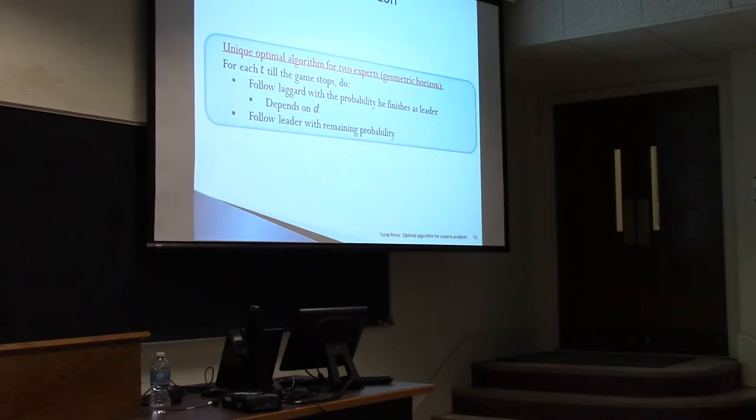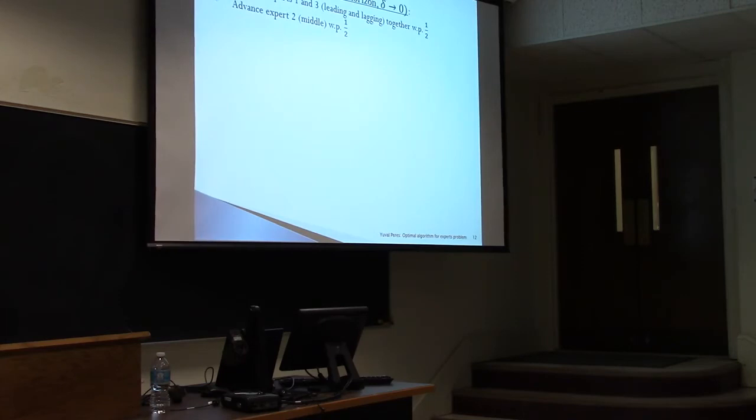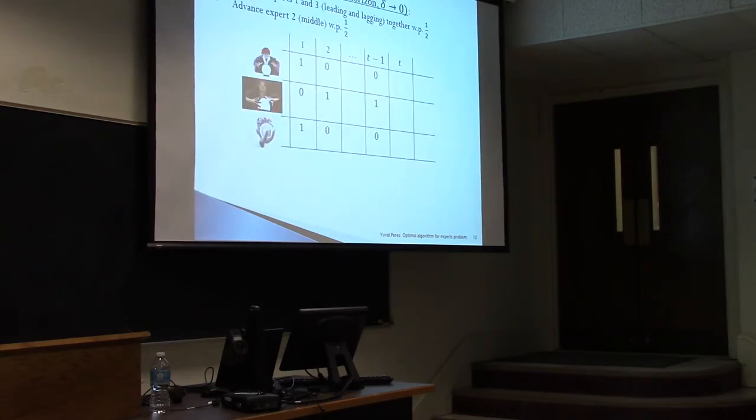Okay, so this is a description in words of the same algorithm. And it also, as I said, works for fixed horizon, but then the probability that the laggard finishes as leader depends both on the difference and on the remaining time. So what happens for 3 experts? Again, I'm just stating the results now, and I'll give some explanation of where they come from.